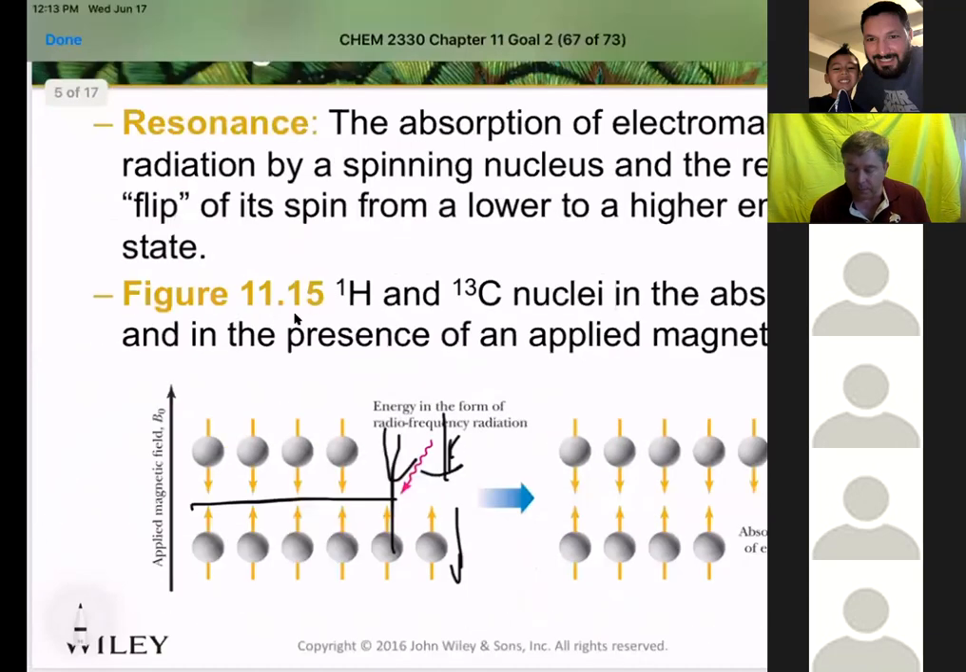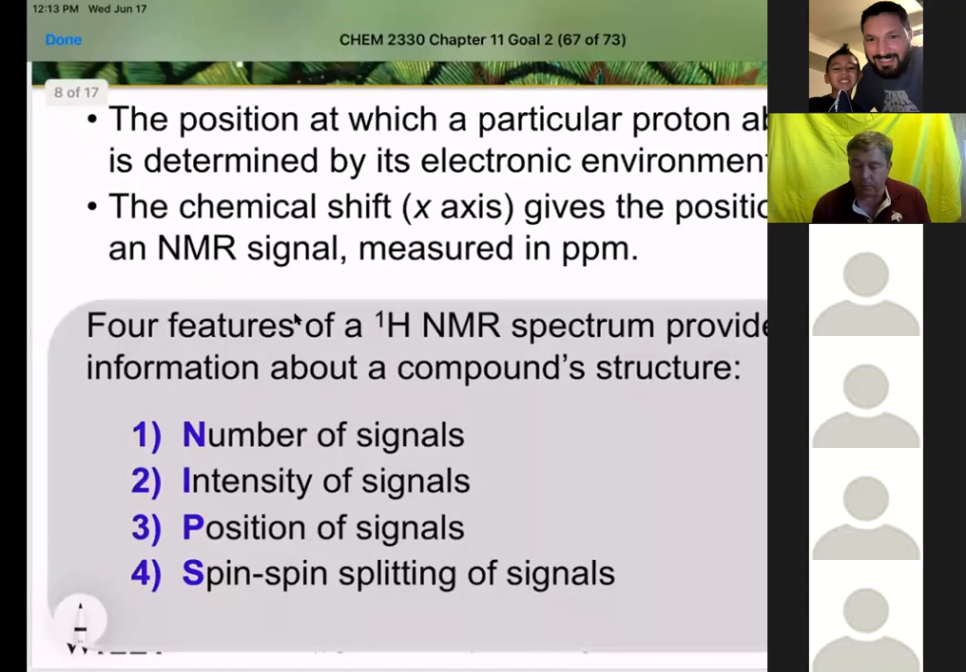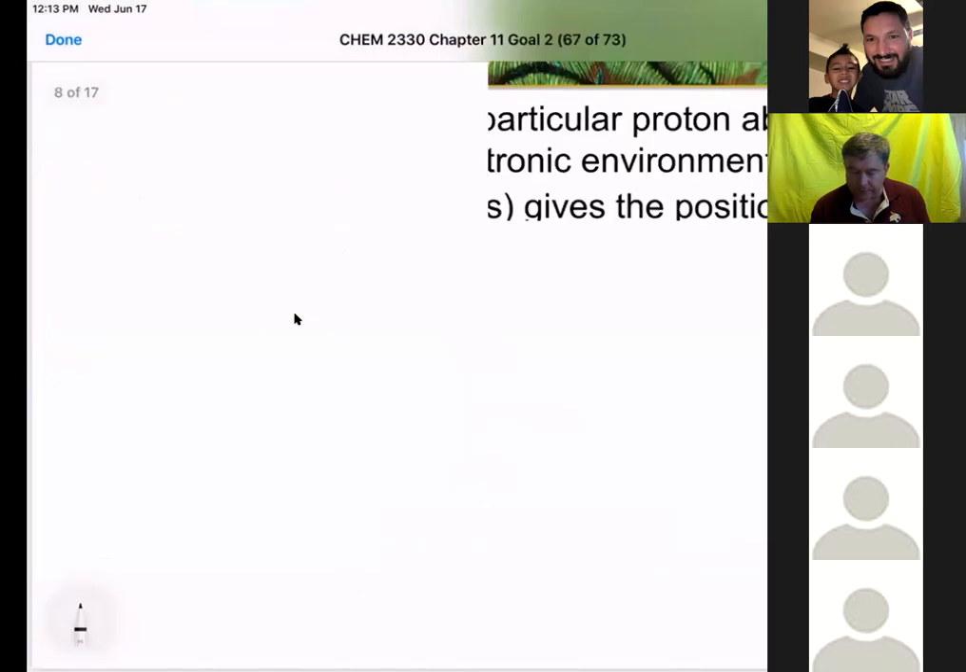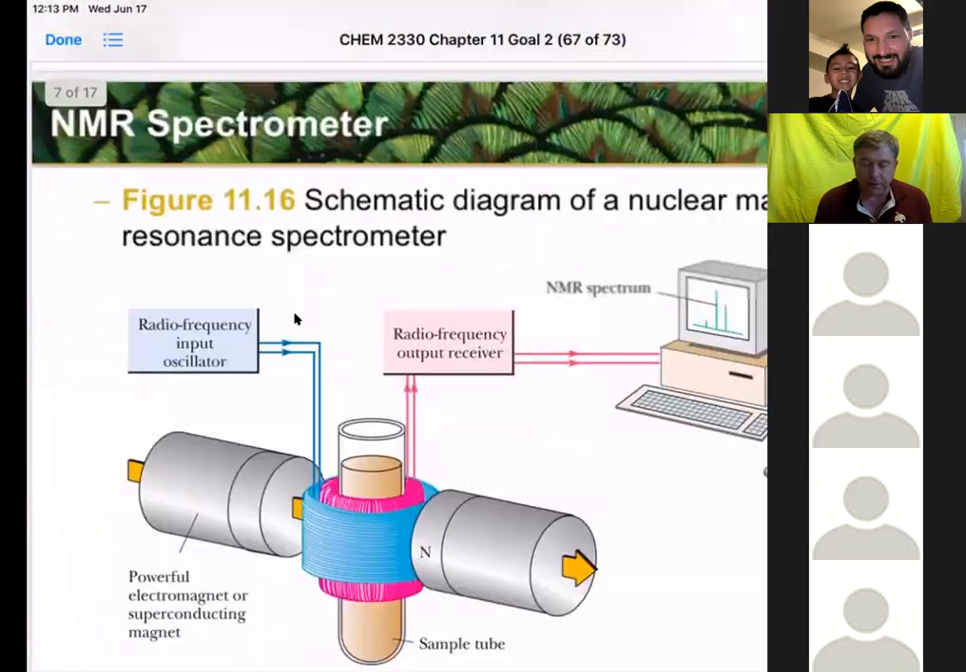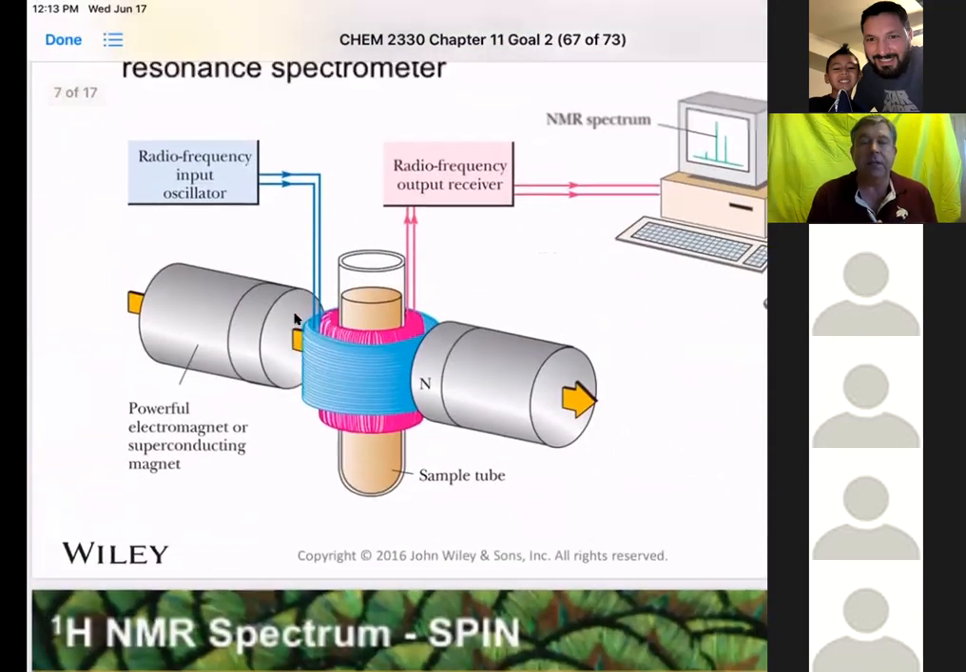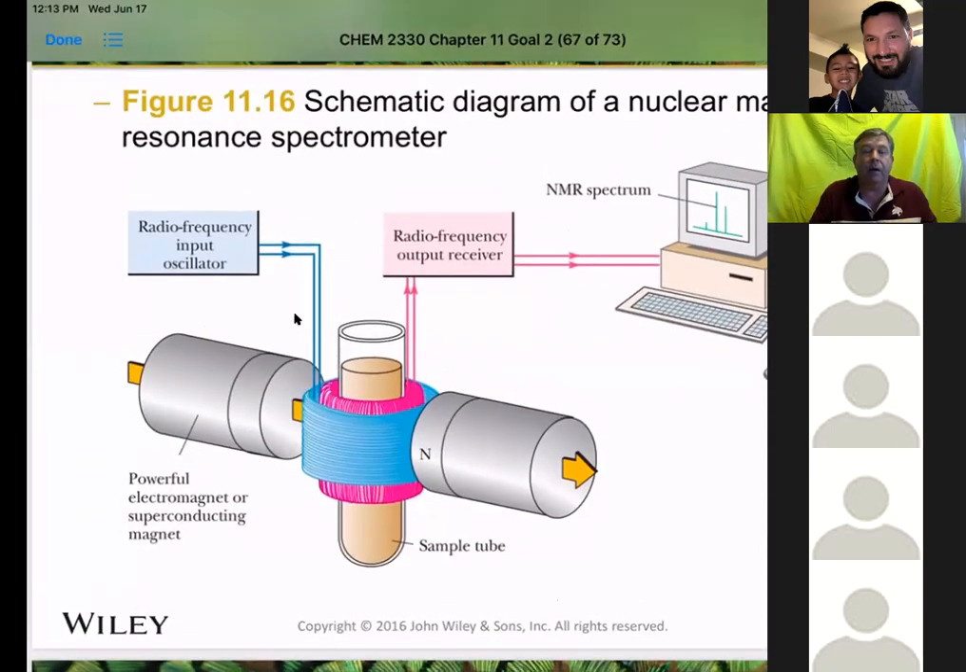Okay, so what we have, wait, let me get the machine. Nope, that one. I want to show you what the machine looks like. Okay, so in the machine here, we have this really, really powerful electromagnet. Most of the time we actually use superconducting magnets. This actual technique is also used in medicine. It's called the MRI, or magnetic resonance spectroscopy.